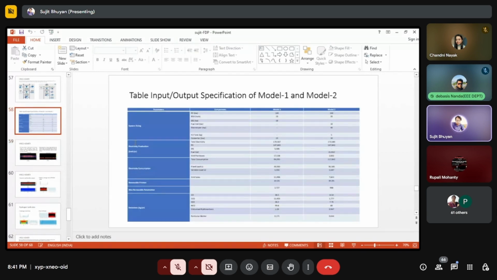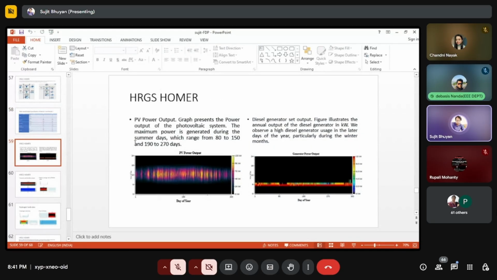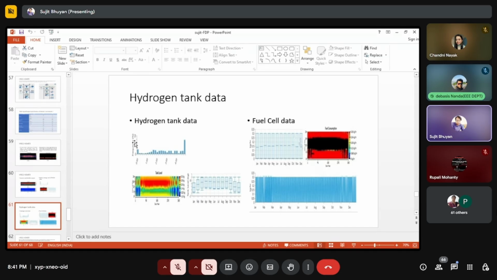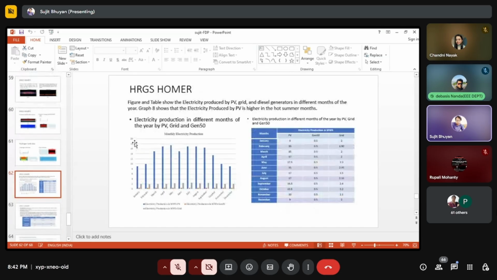And this is the specification of model 1 and model 2. These are the specifications I have taken to design that model, and this is the HRGS system, and this is the HRGS HOMER inverter and rectifier output, and hydrogen storage tank output. Here, in the HRGS HOMER software, the whole power from January to February. The system I have taken is PV, generator and battery. The left hand side is the bar graph of their generation capacity, and here I have given you the monthly generation capacity.